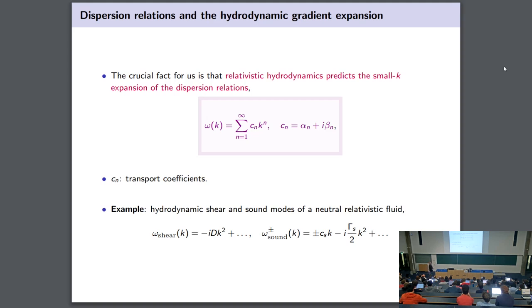This is an infinite series. It has some expansion coefficients, c_n. These are straightforwardly related to the transport coefficients that appear in the position space gradient expansion. From now on, I will trade one set of transport coefficients for the other, and I will take these numbers here as my transport coefficients. Just to have some example in mind, if you take the hydrodynamic sound mode of a neutral relativistic fluid, the low order coefficients correspond to the speed of sound and the sound attenuation length. If you take a shear mode, you get a diffusivity. And these series continue up to arbitrarily high order.